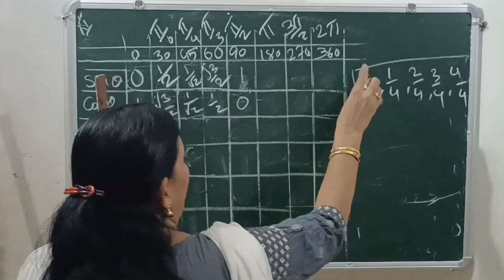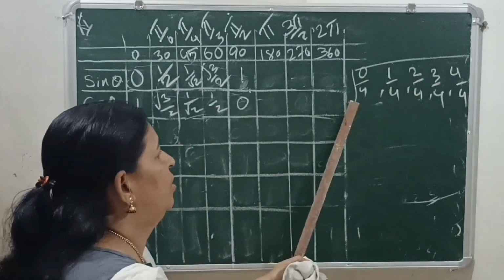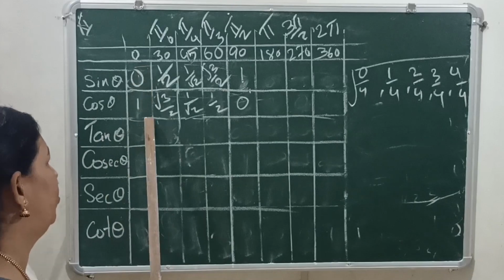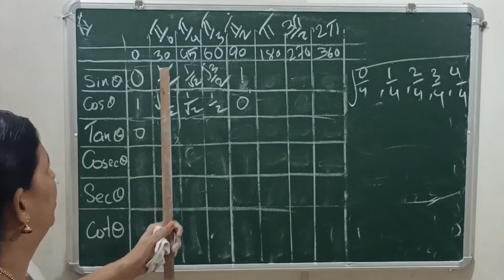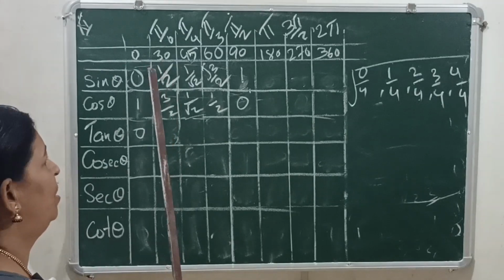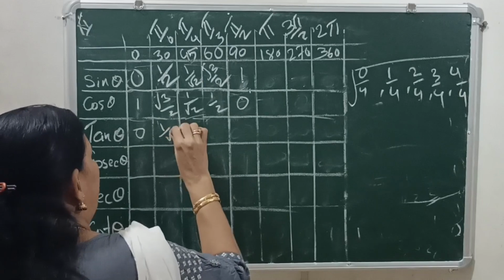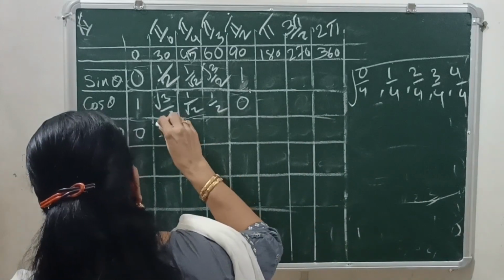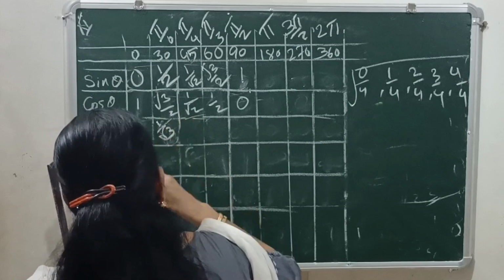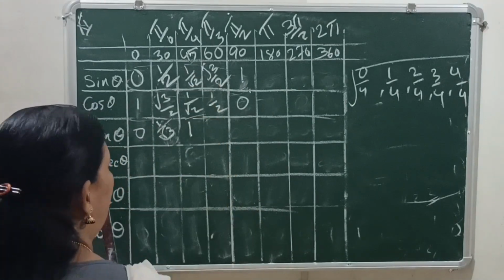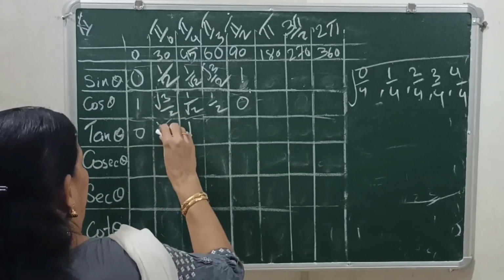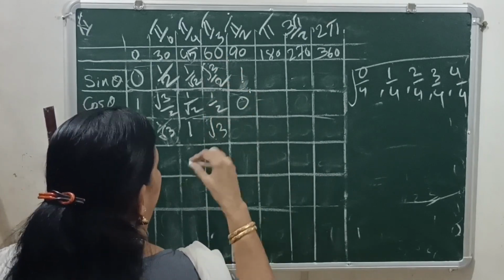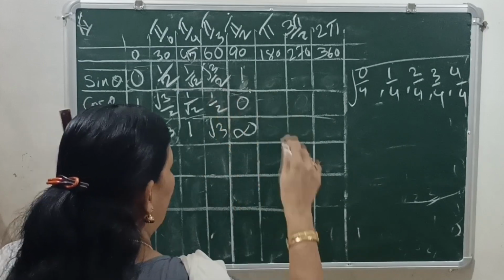First we remember 0 by 4, 1 by 4, 2 by 4, 3 by 4 and 4 by 4, taking the square root of each. Then tan is sine by cos. 0 by 1 is 0. 1 by 2 divided by root 3 by 2 is 1 by root 3. 1 by root 2 by 1 by root 2 is the same quantity, 1. Then root 3 by 2 by 1 by 2, the 2s cancel out, giving root 3. 1 by 0: any quantity divided by 0 is not defined.